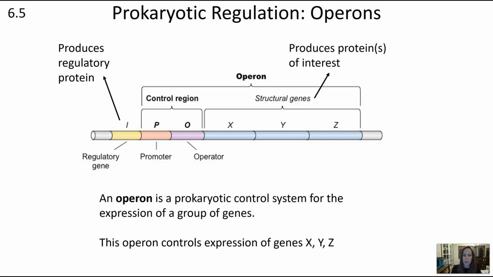This particular operon that we're seeing controls the expression of genes X, Y, and Z. X, Y, and Z are known as the structural genes. These are the ones producing the protein of interest. That's what we want to control the production of. So by controlling the activity of those genes, by controlling whether or not they are going to produce mRNA, and whether or not that mRNA is turned into protein, this controls how much protein we get. So an operon enables an organism to control how much transcription takes place.